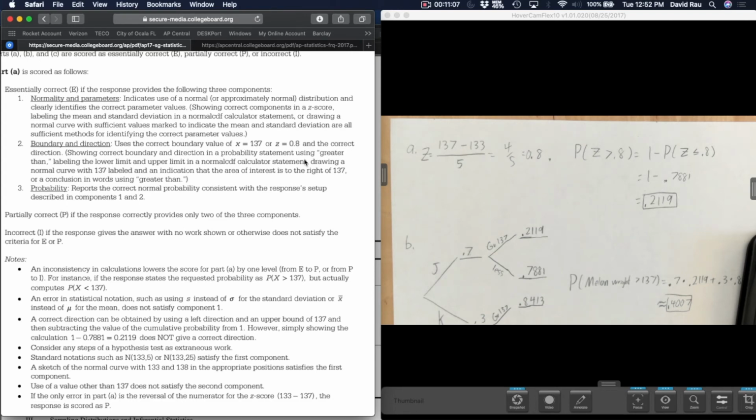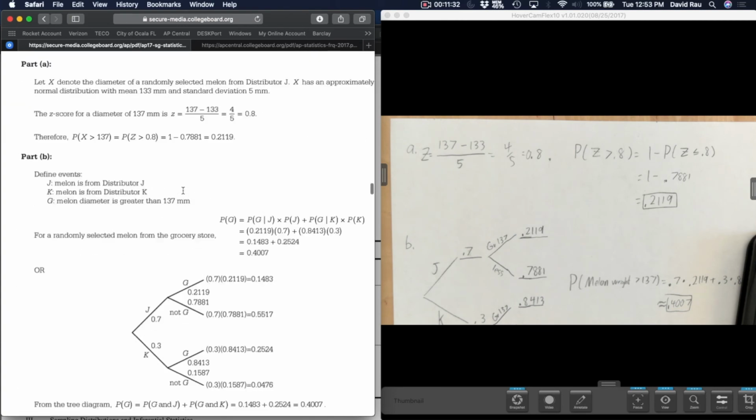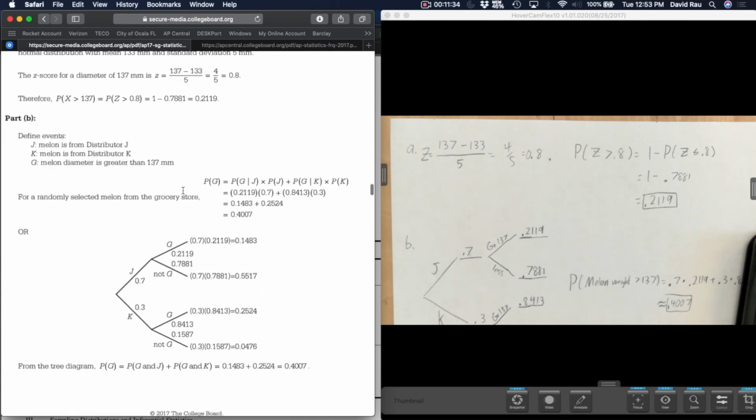Showing correct boundaries. Labeling the lower unit of normal CDF calculator statement. So again, you can just write a calculator statement there. And you can see student examples of work they've submitted of kind of how to write that. Or a conclusion using the word greater than. Again, reports the correct normal probability with the responses set up. Okay, part B. Let's just look at part B.